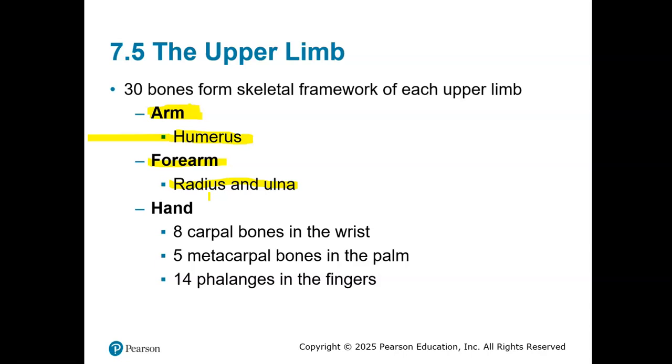Then in the hand, the wrist bones are included in that. So there's 8 wrist bones or carpal bones, and then 5 hand bones or metacarpal bones. And then your finger bones are called phalanges, and there's 14 of those.